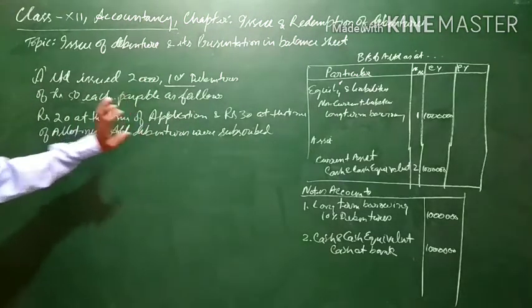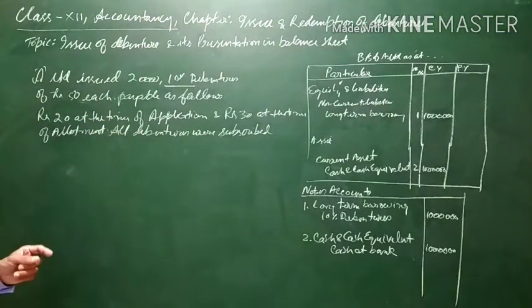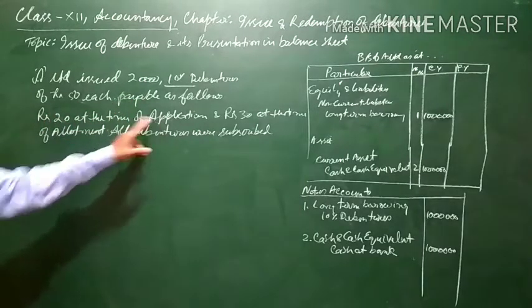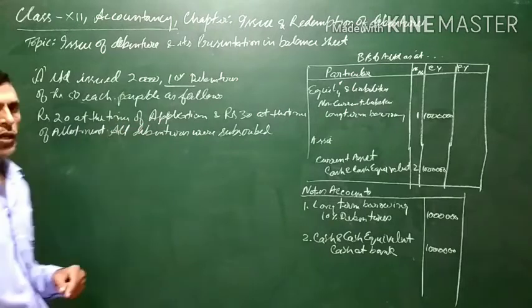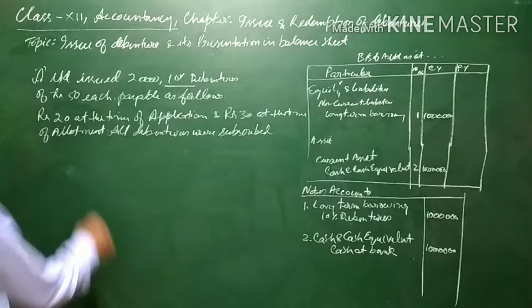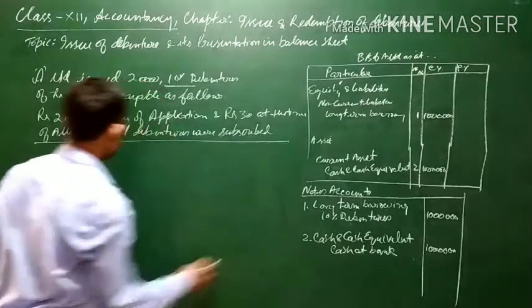Suppose a little modification is there. Instead of one installment of rupees 50, here the question has been modified as payable rupees 20 at the time of application and 30 at the time of allotment. Now here the application money and the allotment money, the difference will be seen. We will pass the general entries.